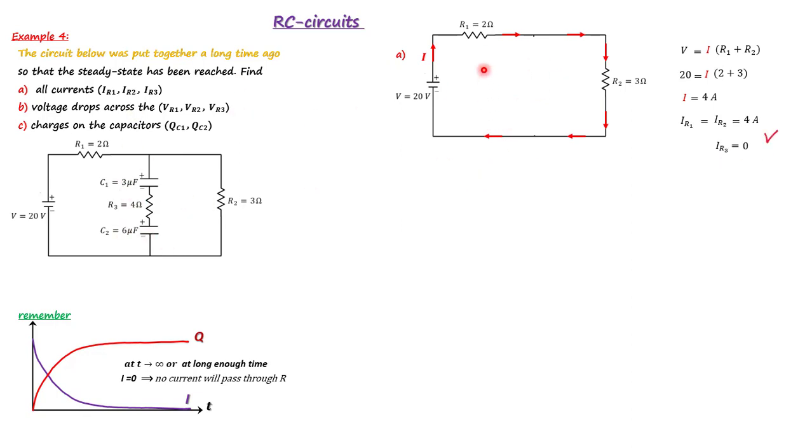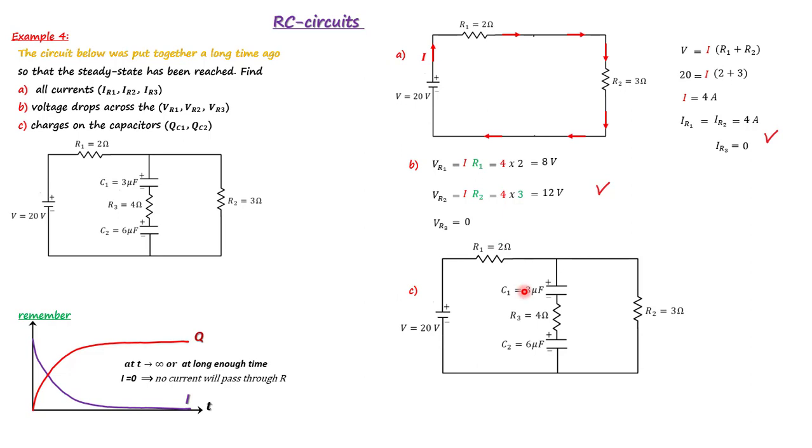So voltage drops across R1, R2 and R3. Again, very simple. VR1 is I times R1. This is 4 times 2. It's 8 volt. And VR2 is I times R2, 4 times 3. It's 12 volt. So when you add these two, you get 20 volt. Now, the voltage across this resistor here, R3, is 0 because there is no current.